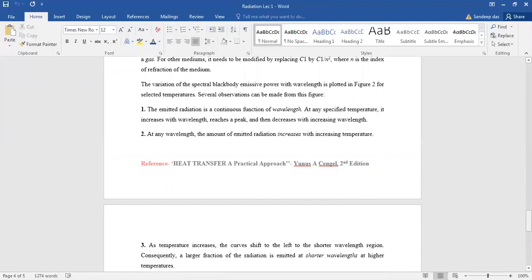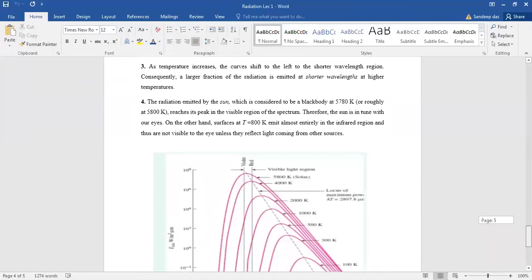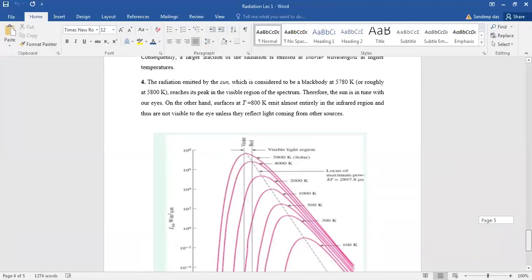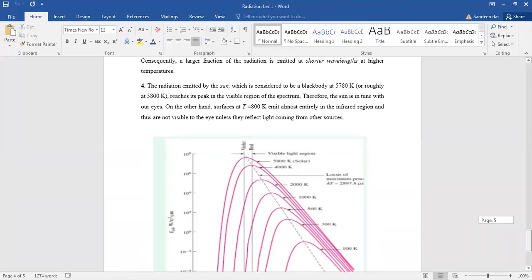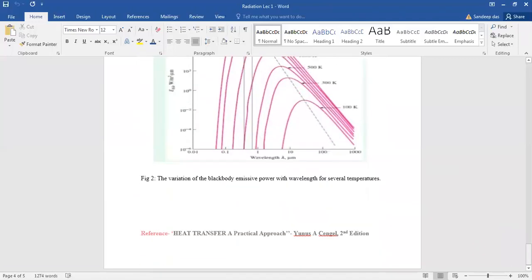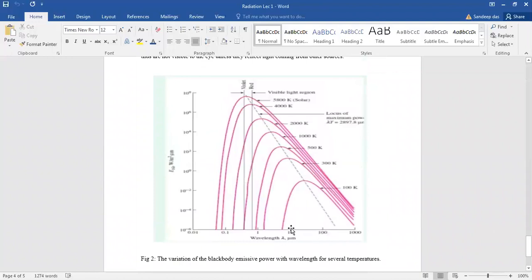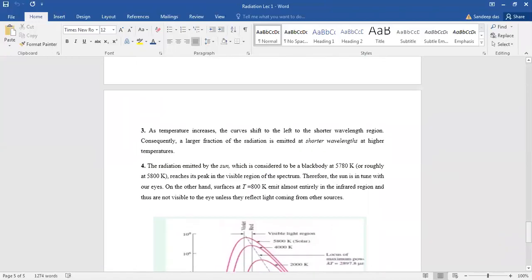As we have seen, if the temperature goes from 100 to 300 to 500 to 1000, and if we take, let's say, a wavelength of 10 micrometer, then as we increase the temperature, the emissive power also increases. As temperature increases, the curve shifts to the left, to the shorter wavelength region. Consequently, a larger fraction of radiation is emitted at shorter wavelength at higher temperature.